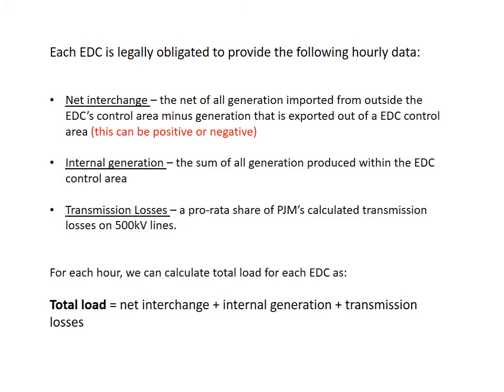And then internal generation, so the sum of all the generation produced within each individual control area, and then transmission losses. And so we calculate the total electricity load for each EDC, in each hour, as the net interchange plus internal generation plus transmission losses, right? That's the total amount of generation you need to produce in order to meet electricity demand internal to each of those individually colored EDC areas.